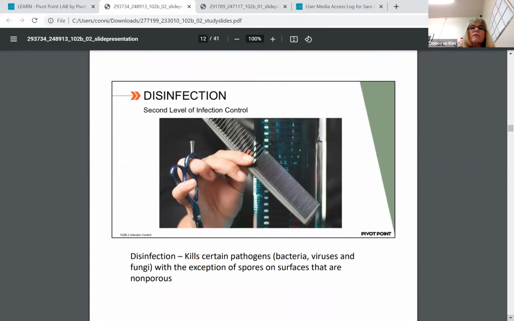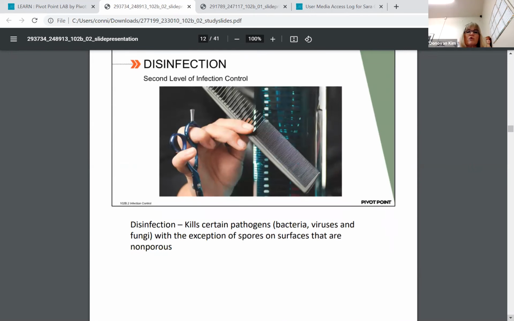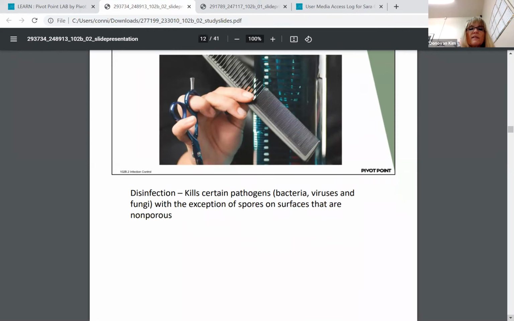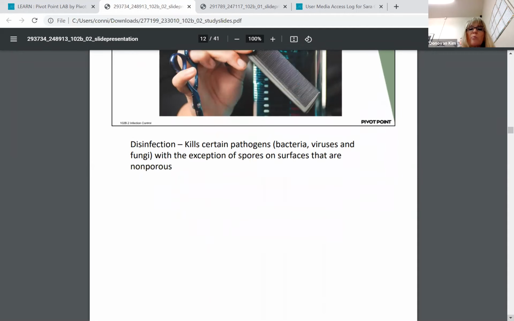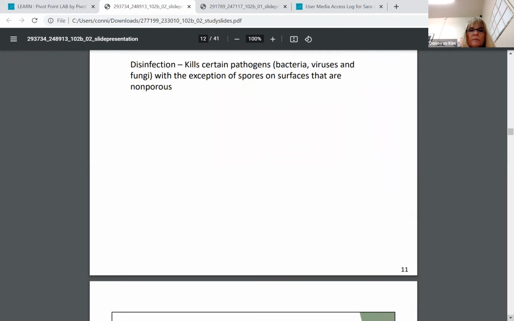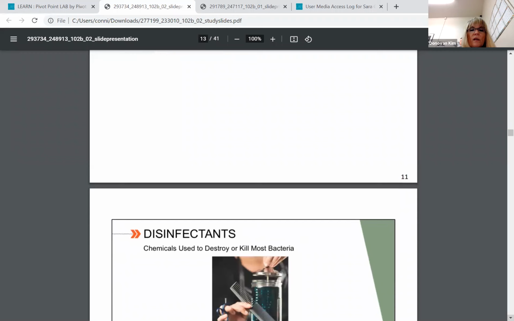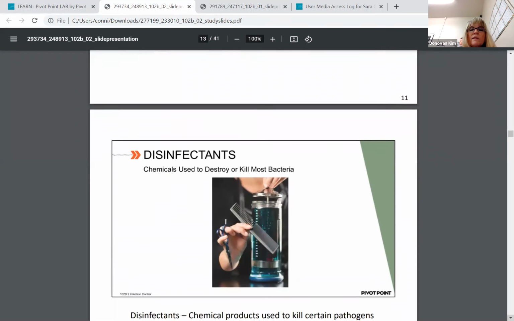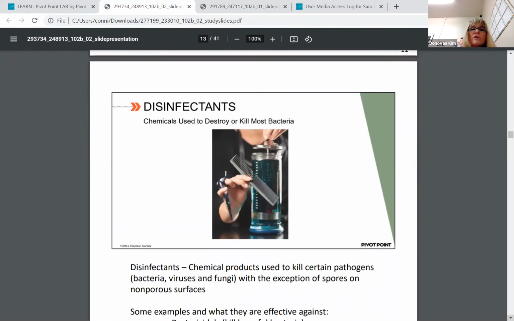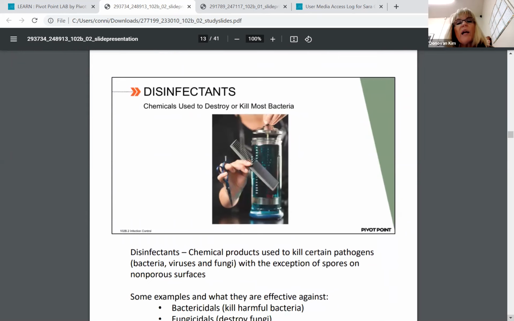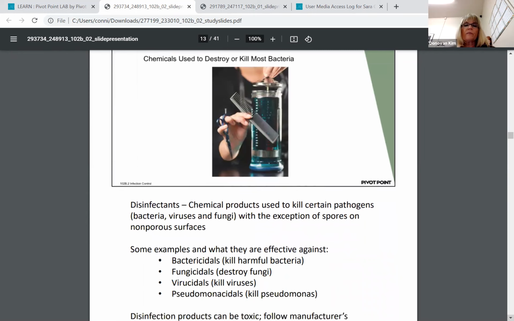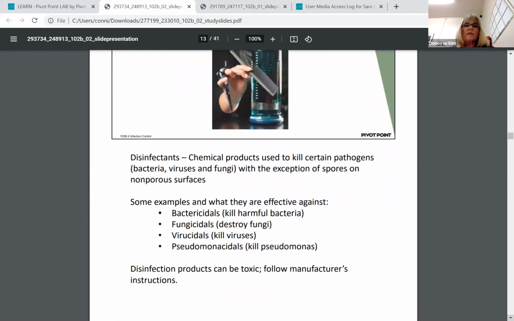Now we have our disinfection, which is the second level of infection control. This kills certain pathogens and viruses, with the exception of spores, on surfaces that are non-porous. If surfaces are porous, it doesn't work. Okay, so disinfectants are chemicals, right? A disinfectant solution or disinfectant spray or disinfectant wipe or whatever, it's a chemical. It will destroy most bacteria and pathogens.